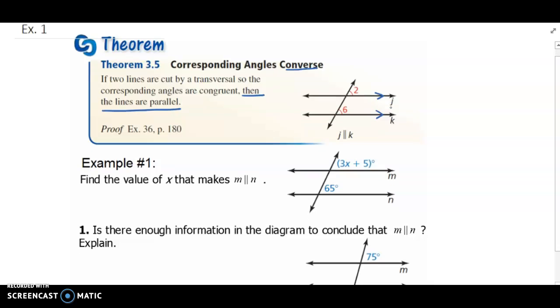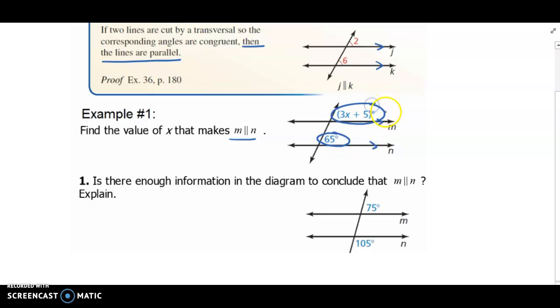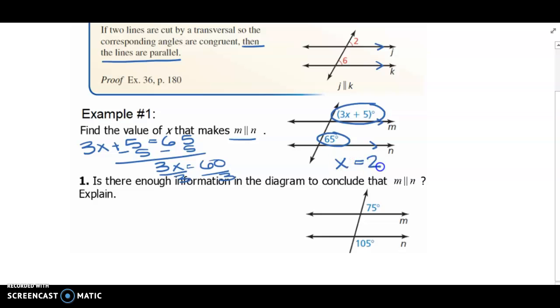Okay, so let's look at example 1 here. It says find the value of x that makes m parallel to n. Well, in order for m to be parallel to n, the corresponding angles, which is right here and here, have to be congruent. Well, if they're congruent, then that means 3x plus 5 has to equal 65. Now just a little bit of algebra here. So 3x equals 60. Divide both sides by 3. That means x is 20.